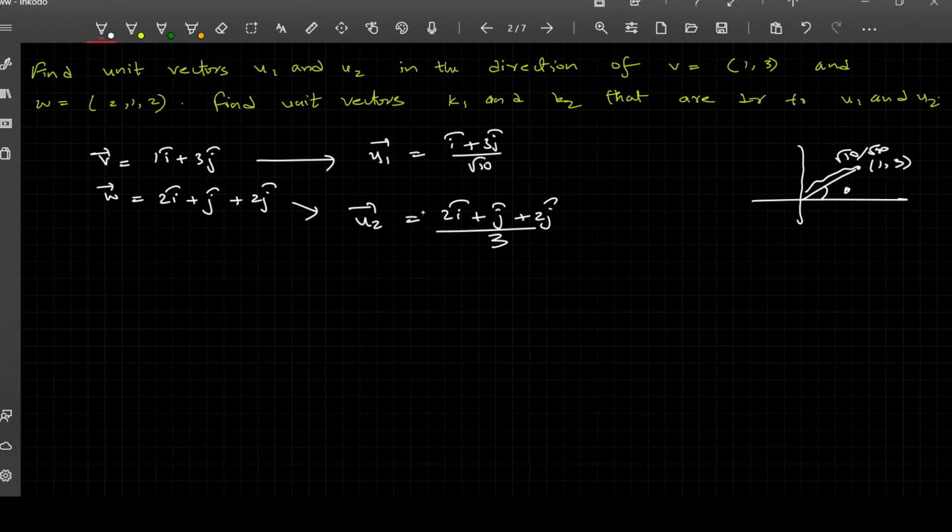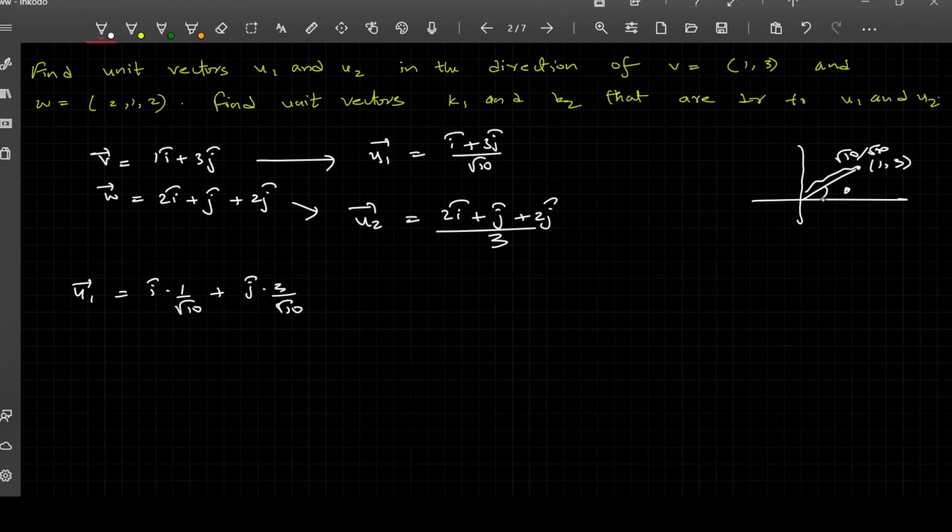Now the second thing is, find unit vectors k1 and k2 that are perpendicular to u1 and u2. So how do we deal with this? The very first step, for the 2D case, is that I can represent the u1 vector as i cap into 1 by root 10 plus j cap into 3 by root 10. Isn't it? This is how I can represent it.